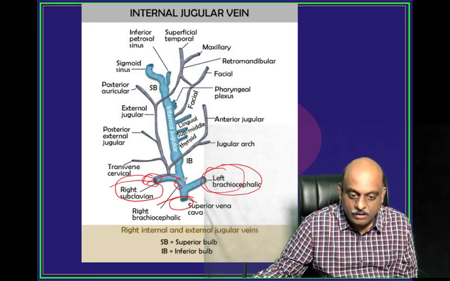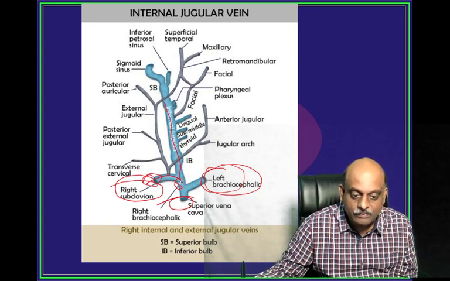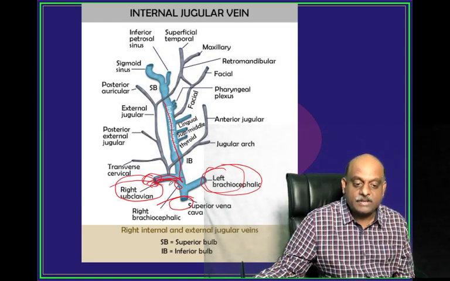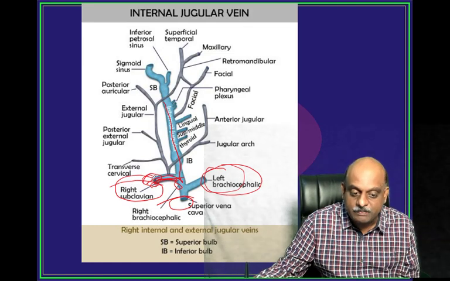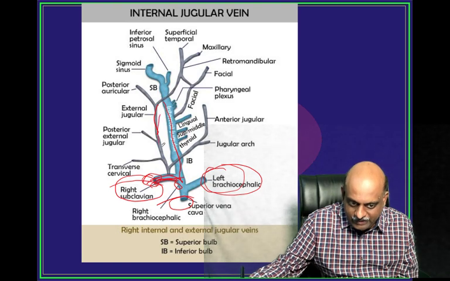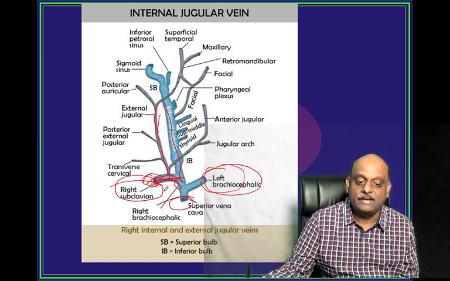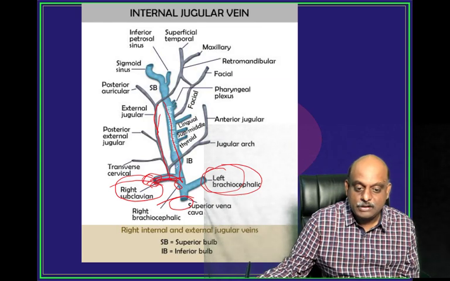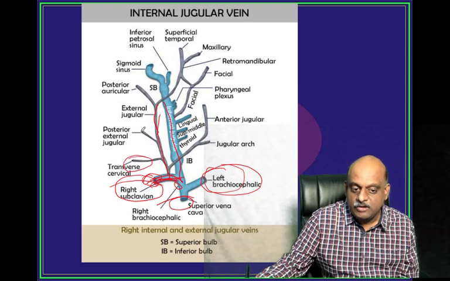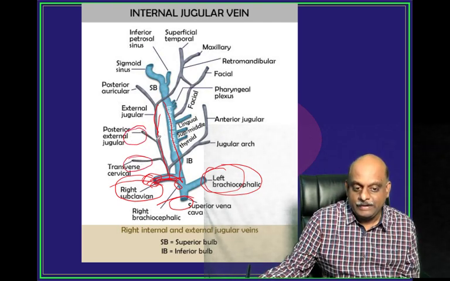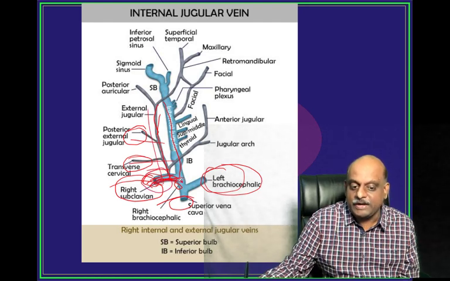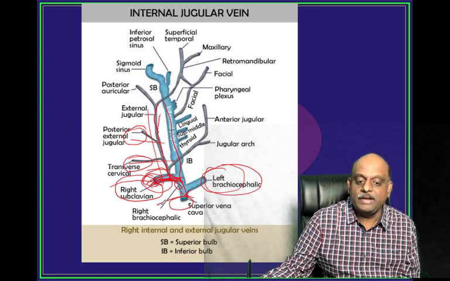Now, when you move up from the right subclavian, who is draining into the right subclavian? Your external jugular is coming from here and draining into the right subclavian. And here, the transverse cervical, posterior external jugular, they're all draining into the external jugular to ultimately drain to the right subclavian, which is draining into the right brachiocephalic and into the superior vena cava.